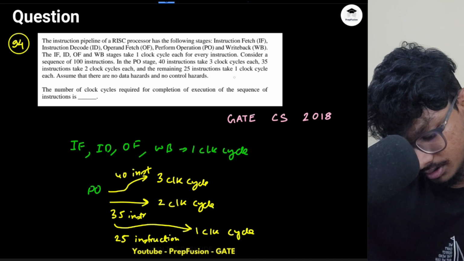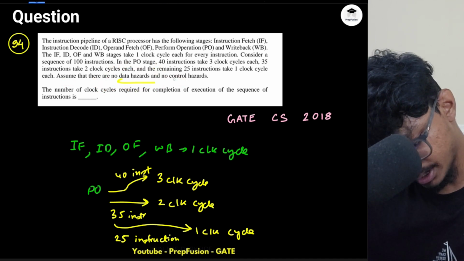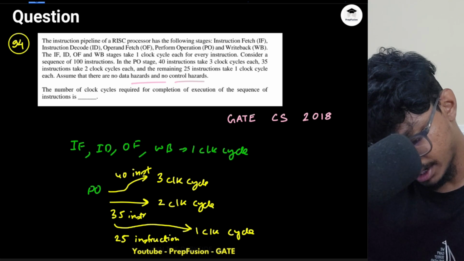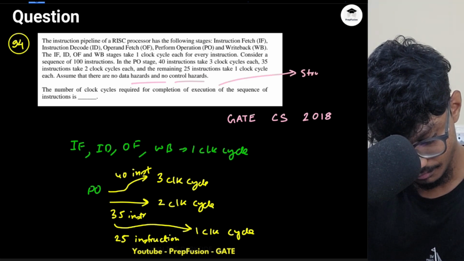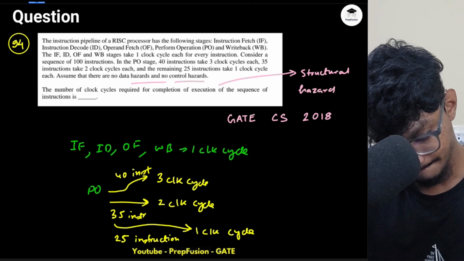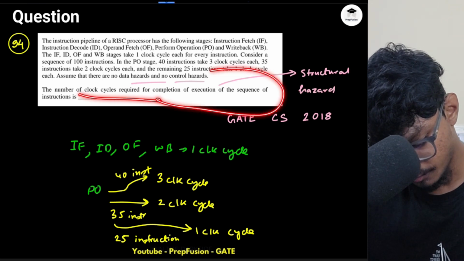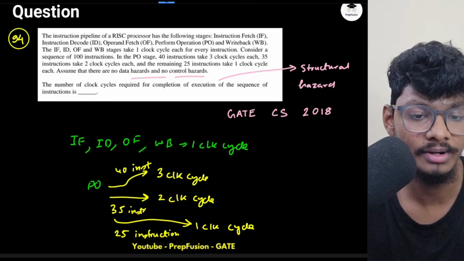Okay, so assume that there are no data hazards, no control hazards. There is no data hazard, no control hazard. What kind of hazard can happen? Only structural hazard. The number of clock cycles required for the completion of execution of the sequence of instructions. So how many clock cycles will it require?